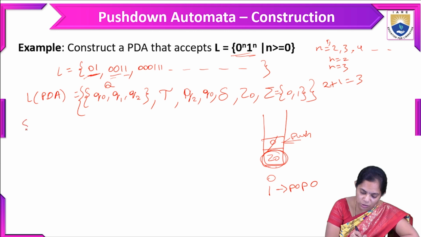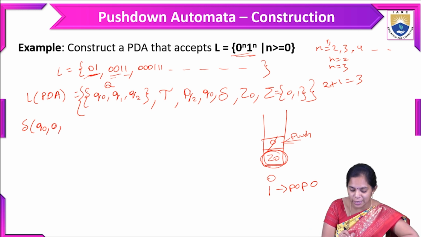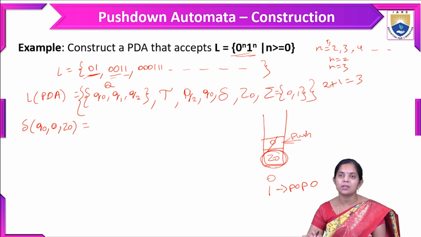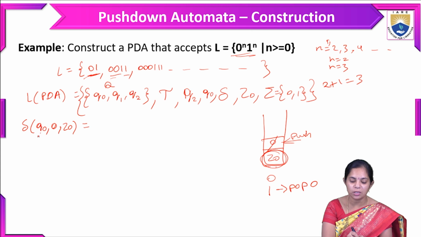So let me write the transition function. Here Q0 is the initial state, 0 is the input symbol, and Z0 is the top of the stack symbol. This was already discussed in the previous videos. These three things are nothing but the ID representation, the instantaneous description. This is the current state, this is the next input symbol, and Z0 is the top of the stack symbol. So we already discussed this.